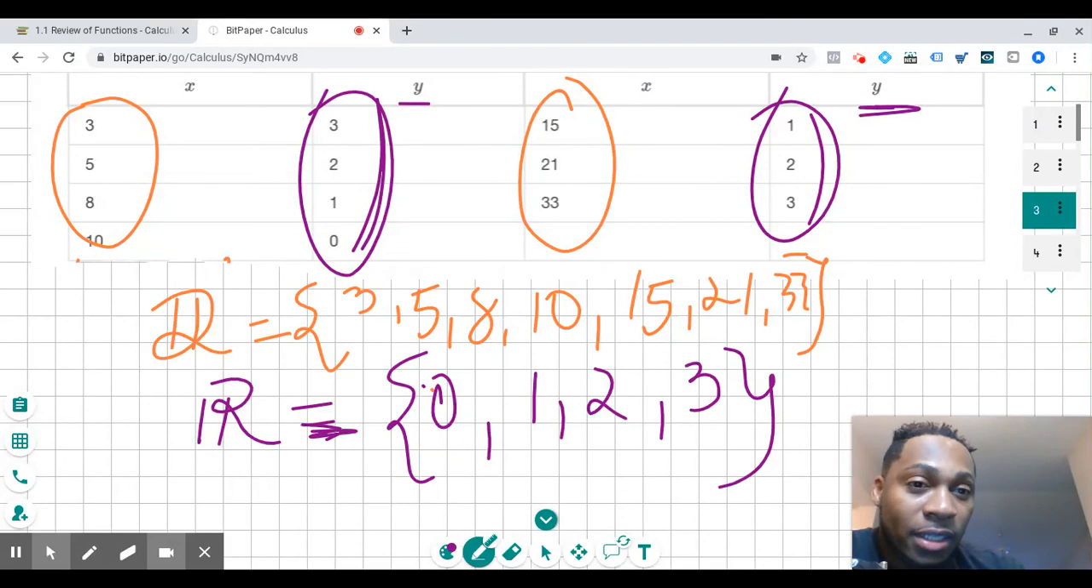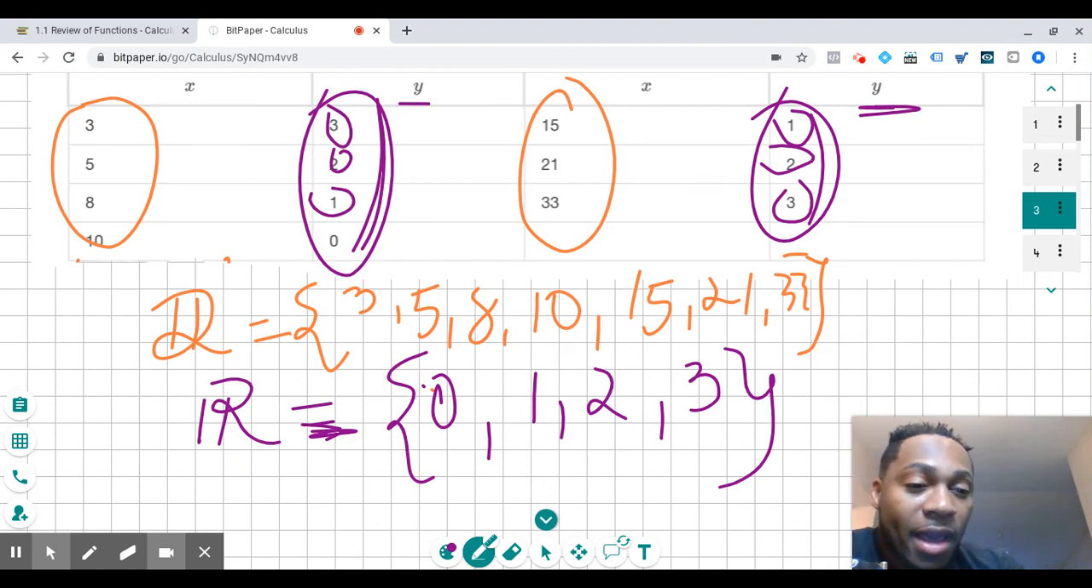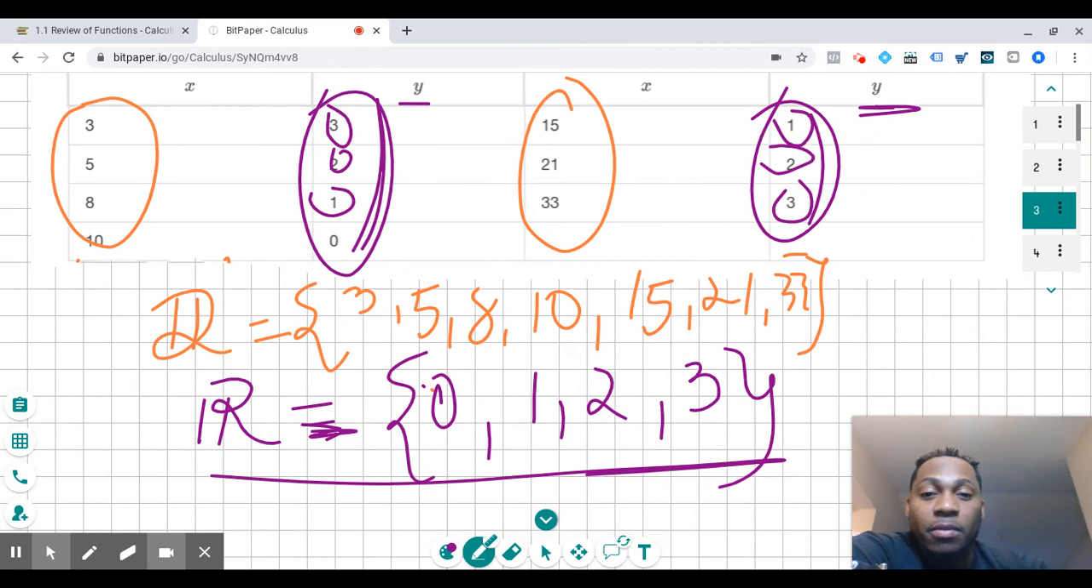So this is what I was saying. You see how we have a 1 here and also a 1 here, a 2 here and a 2 here, and a 3 here and a 3 here. We only have to account for them once, so we don't have to write them twice when we write in set notation. And that would be the range.